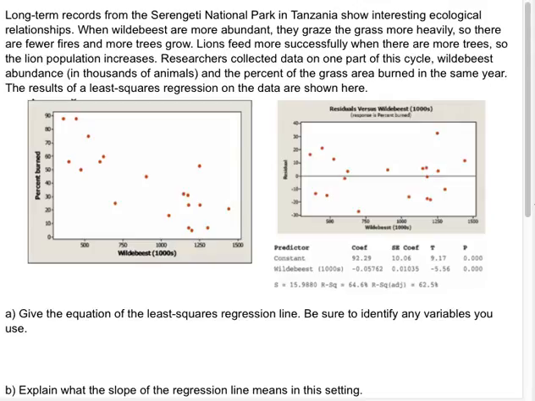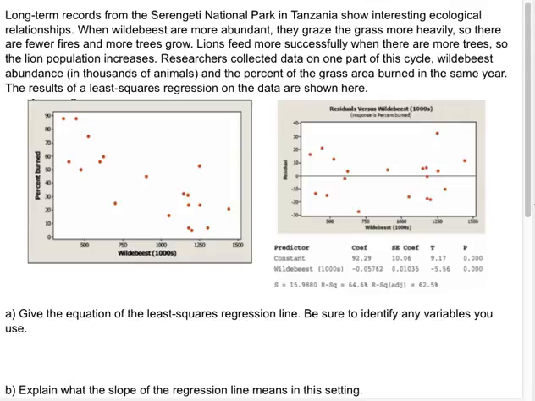Long-term records from the Serengeti National Park in Tanzania show interesting ecological relationships. When wildebeests are more abundant, they graze the grass more heavily, so there are fewer fires and more trees grow. Lions feed more successfully when there are more trees, so the lion population increases. Researchers collected data on one part of this cycle, wildebeest abundance and the percent of grass area burned in the same year. Results of the least squares regression line on the data are shown here.